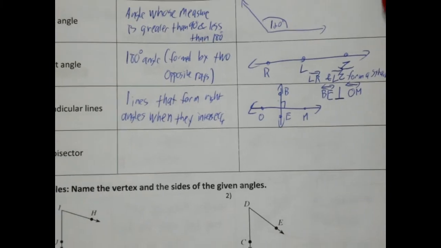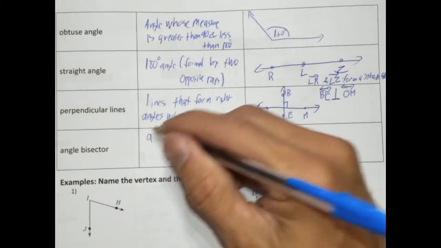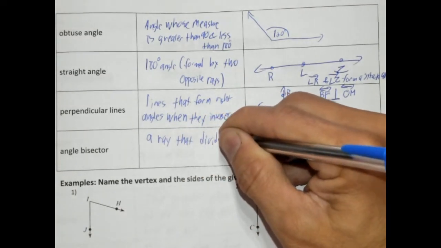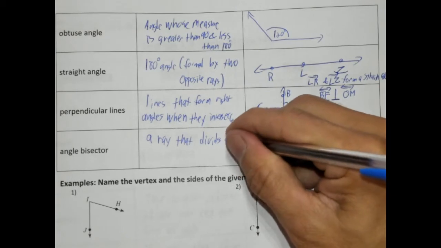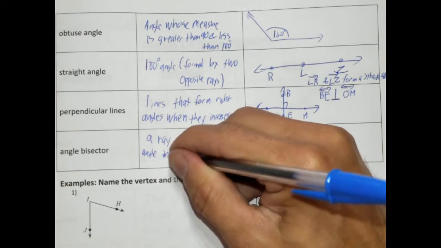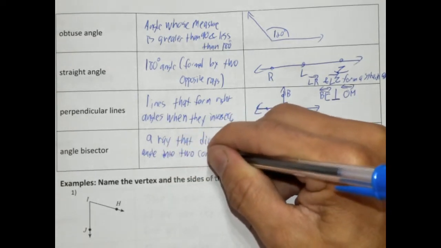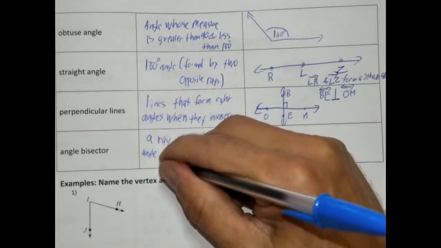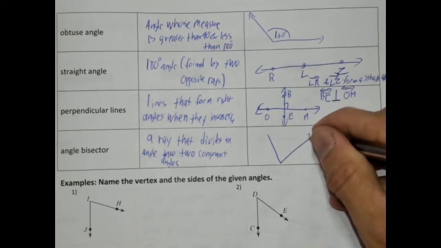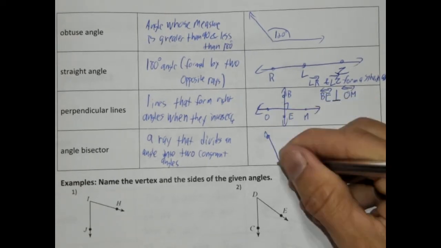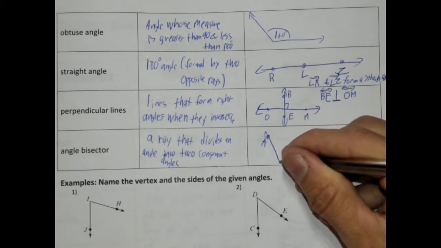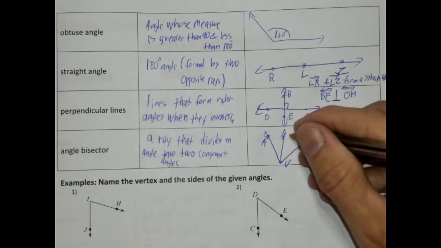Okay, angle bisector: a ray that divides an angle into two congruent angles. Okay, so let's say we have an angle that looks something like this. We'll call that angle, let's see, AVM. We have a ray coming out of it like this. We're going to call that ray VL.